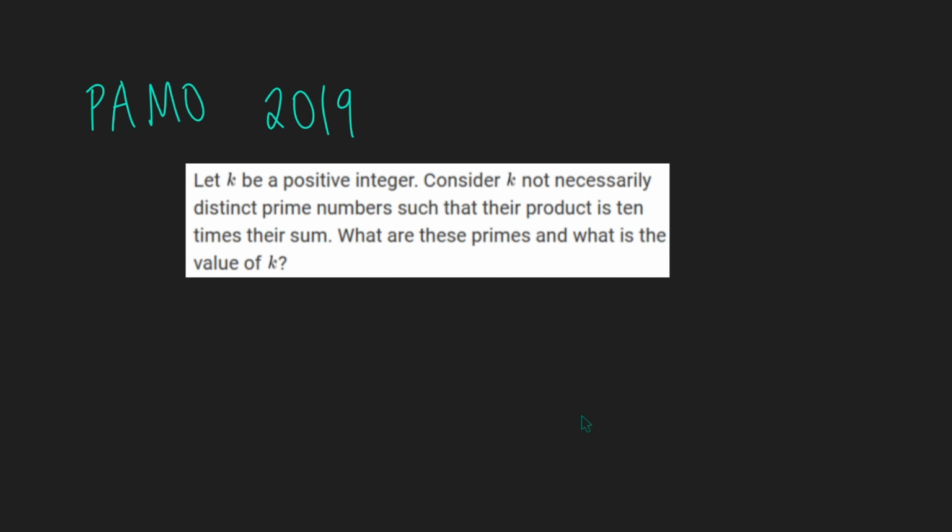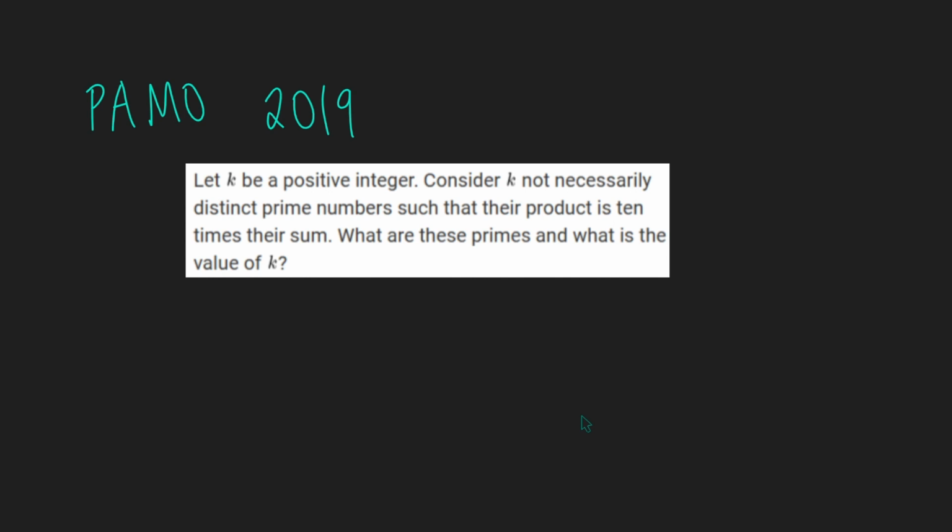I've got a fun number theory problem from the PAMO 2019. We have k, a positive integer, and we want to consider k not necessarily distinct prime numbers, such that their product is 10 times their sum. We want to know what these primes are and what the value of k is.